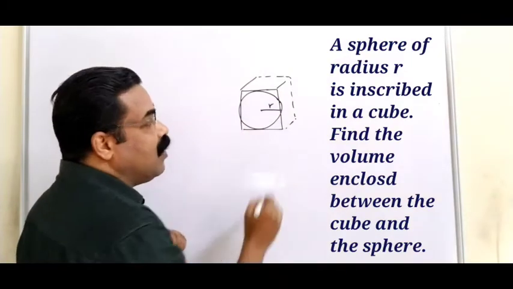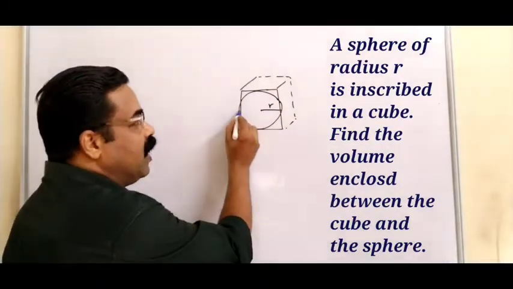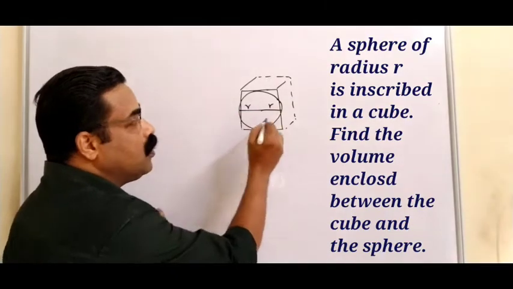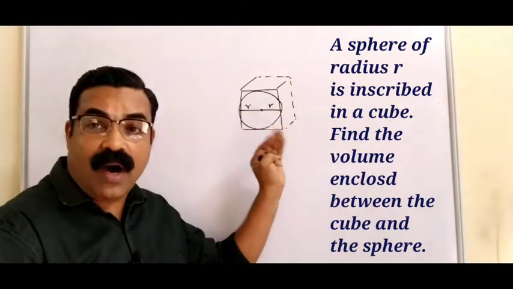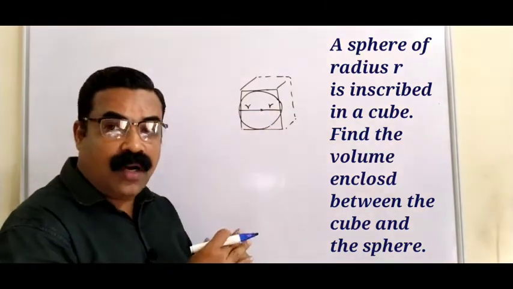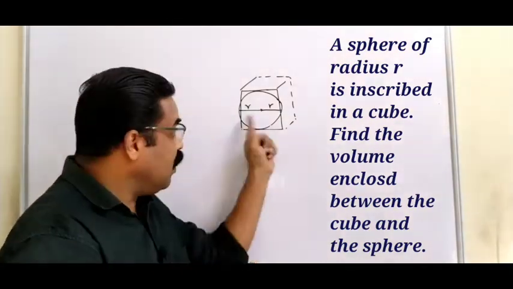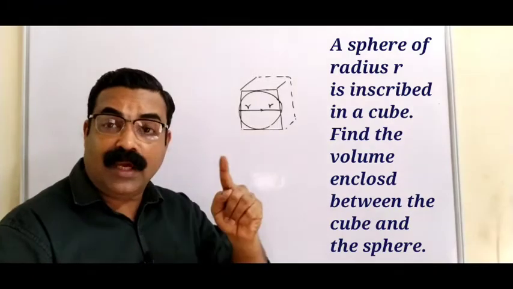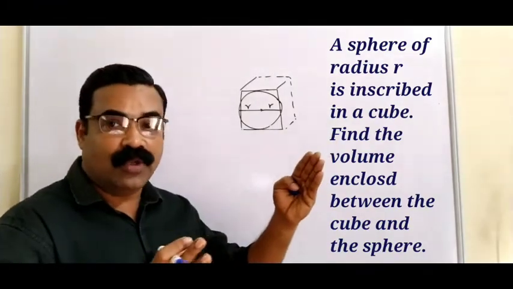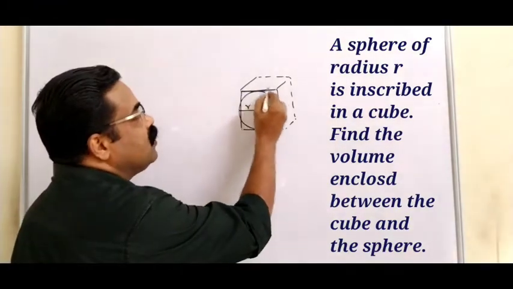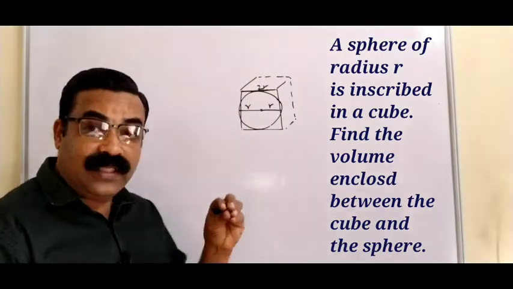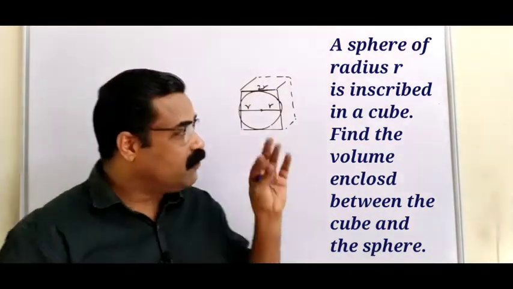So radius is r. What will be the diameter? The diameter will be one more r here, so 2r, because radius is given to you as r. So diameter will be 2r. When you inscribe a sphere inside a cube, the diameter of the sphere will be equal to the edge of the cube. So this side you can take as 2r. These are the pieces of information we get from the question.